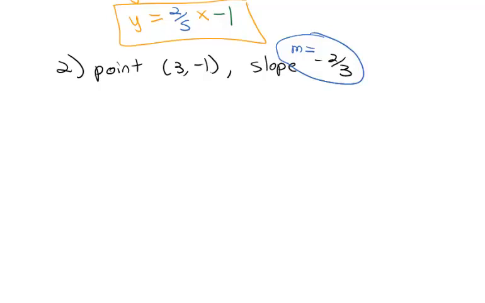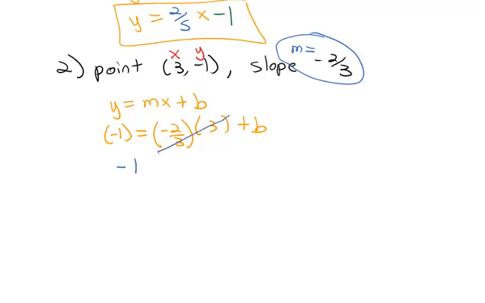And we can find the y-intercept from the equation y equals mx plus b, because this point gives us an x and a y value. So we can plug all these values into the equation. y is equal to -1 equals m, the slope is -2/3, times x, which is 3, plus b. Now this is nice here because the 3's can divide out. And so what we really have is -1 equals -2 plus b. And we can quickly solve this equation by adding 2 to both sides. b is equal to 1.